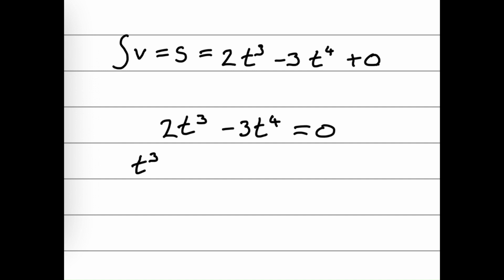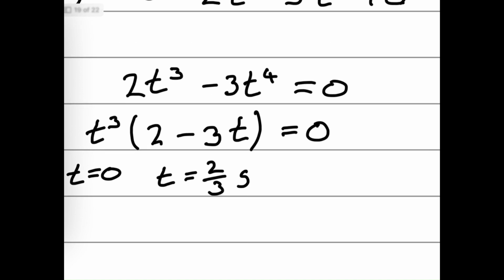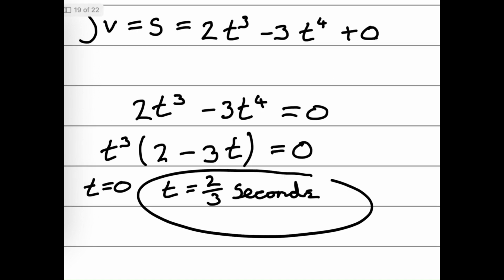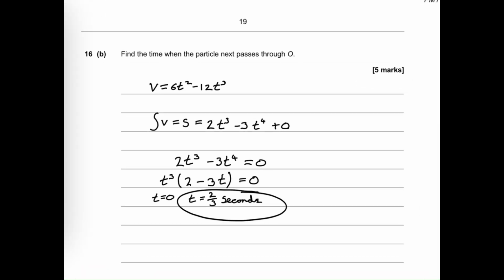We can factor out t cubed, leaving in the brackets 2 minus 3t, and our two solutions for t: t equals 0, which we know from the start of the question, and t is equal to 2/3. It's a time, so that's in seconds. So there we have it. The second time where the displacement is 0, where the particle next passes through the origin.